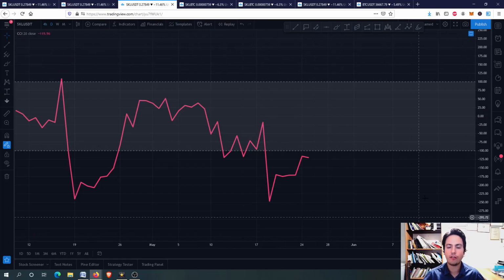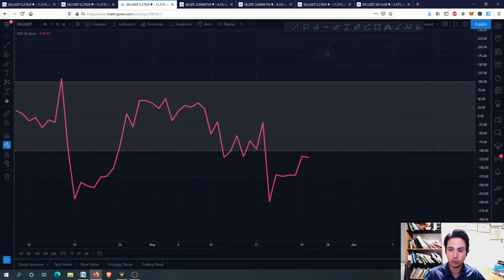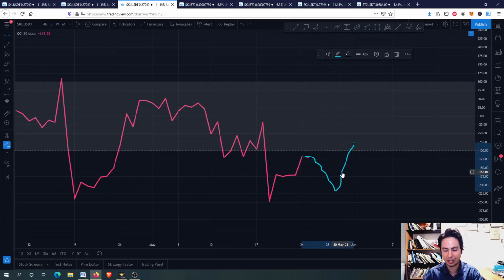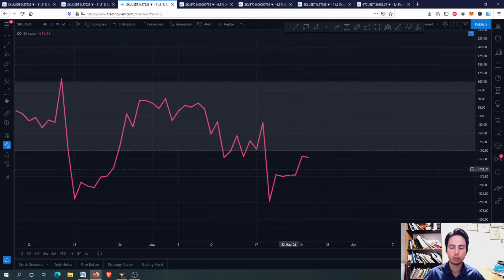Let's go to the daily frame and the commodity channel index. In the daily frame, we have an oversold situation, therefore a buying opportunity. But that doesn't mean we can't do something like this and then go upwards. Okay, we might have a head and shoulders pattern for the commodity channel index, and we might as well go upwards after, or we might go upwards soon.